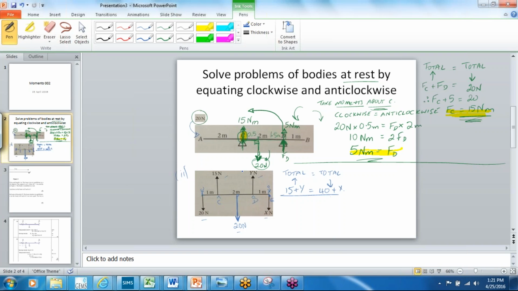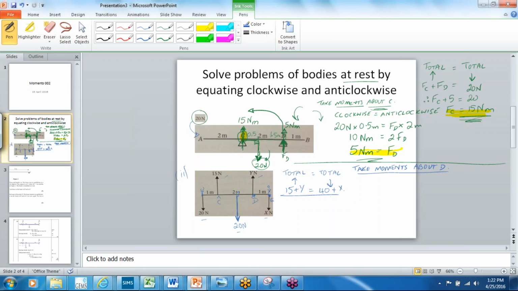Now let's take moments. Look for one of the parts which we don't know. We don't know Y and we don't know X. So we're going to take moments about one of these 2 points. It doesn't matter. Now let's take moments about D. The beauty of that is that force Y times 0 is 0, so it eliminates one of the variables.